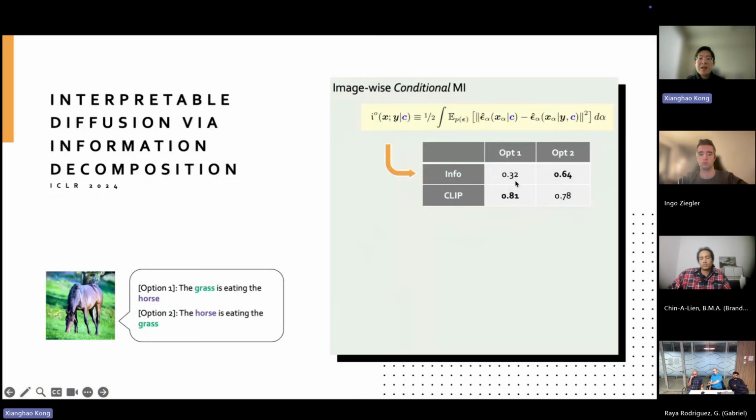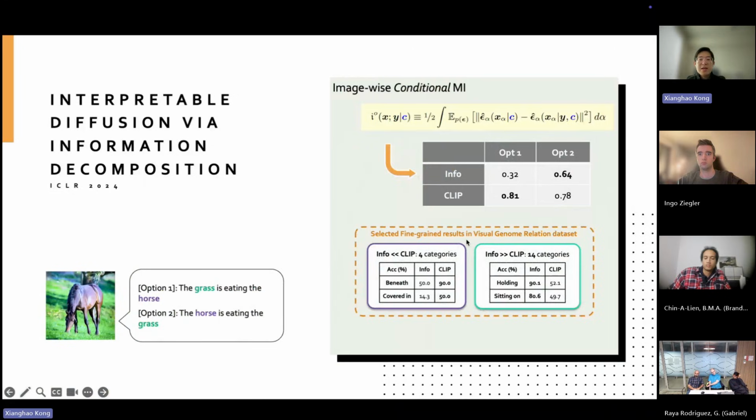Which may indicate that our information matrix gives a really good understanding in this composition understanding task. But the CLIP score is almost the same for these two options, or even higher for option 1. So it's definitely not a good or faithful evaluation metric for this composition understanding problem. Also, we extend to multiple categories, not only this grass and horse relation, but you can see other relations. We selected several of them.